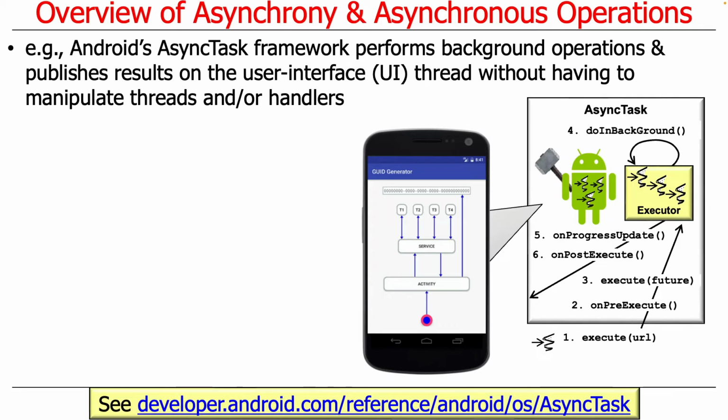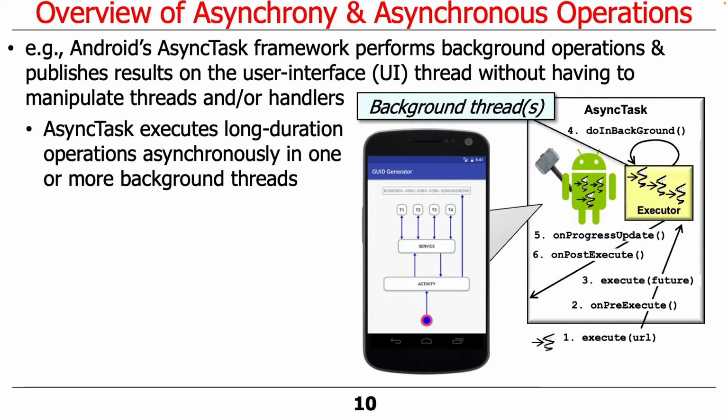A good example of asynchrony that was popular until recently when they deprecated it, but it's still a good example, is Android's async task framework. The async task framework was used to perform background operations in background threads on your Android device, and then have the results published in the user interface thread without having to explicitly create threads or interact with threads yourself. So this was all done magically through a very cool pattern, which is basically the template method pattern on steroids. And so here's kind of how it worked.